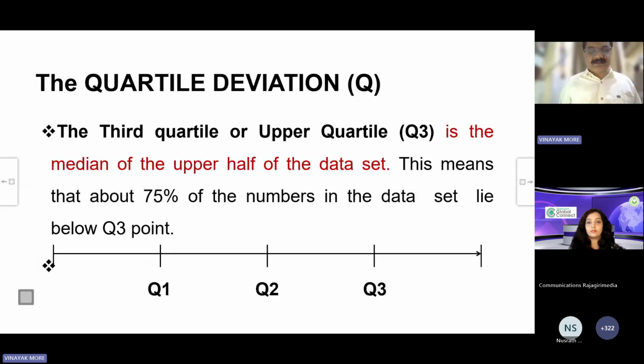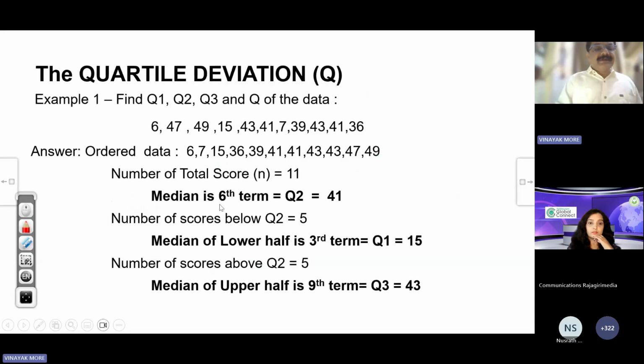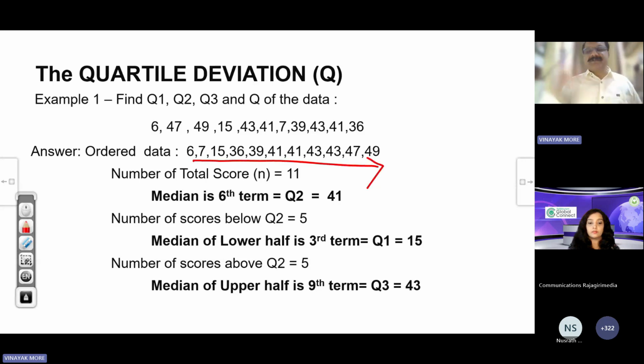Okay, we'll take an example to understand it. For example, this is the data. These are scores achieved by the students, or it is just simply data. We arranged it in ascending order, so the smallest comes first and the largest at last. Now we have to count: 1, 2, 3, 4, 5, 6, 7, 8, 9, 10, 11 are there. So it is an odd number, so we can find Q2 first.